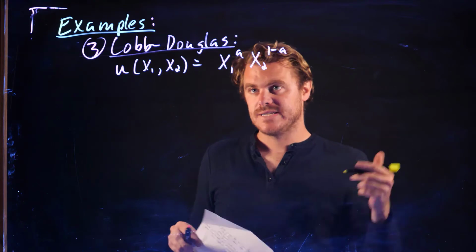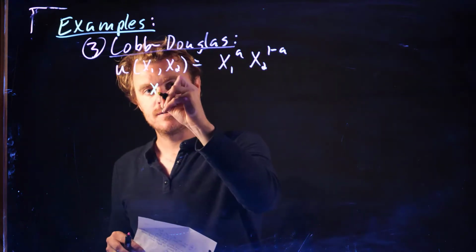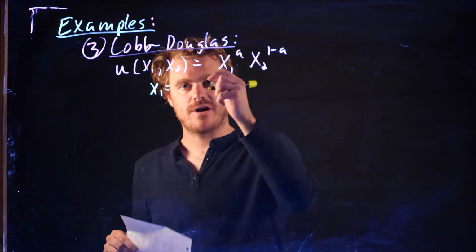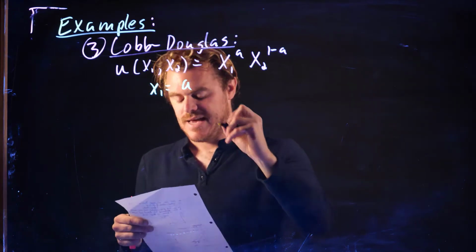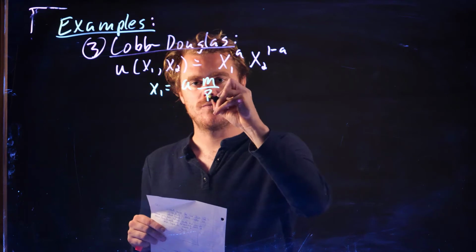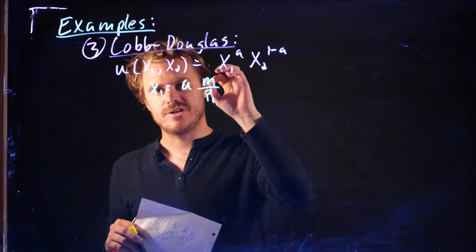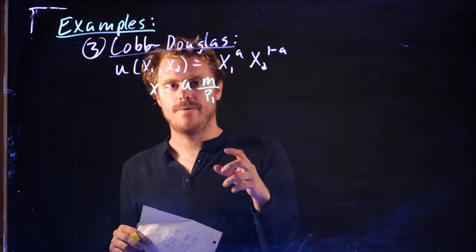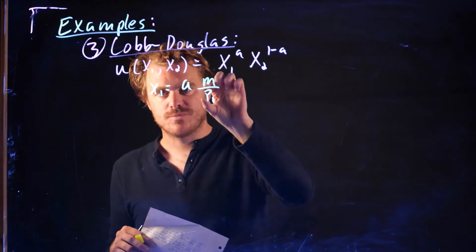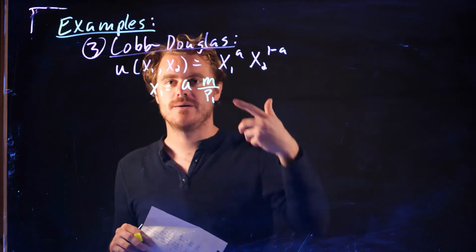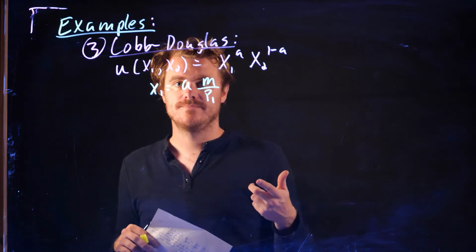And we discussed that the demand function for good 1, if we have preferences like this, is a times m over p1. So we're spending a constant fraction of our income on good 1. And so if we held prices constant and doubled our income, we're going to double the amount of good 1 that we demand.